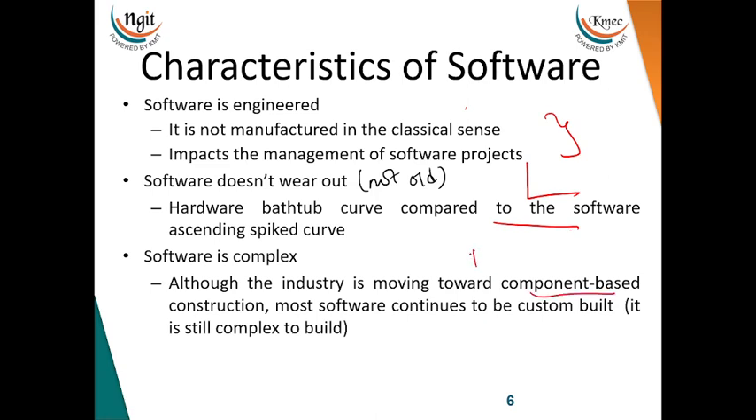Software is very complex, although industry is moving towards a component base. What do you mean by components? Developing a step by step process for each program or each part. The program is divided into two or three parts, and these parts, let's take example 1, 2 and 3, are developed separately, and then they combine. Each one is called component base. Most software continues to be custom built. What do you mean by custom build? As per the requirement of the customer.